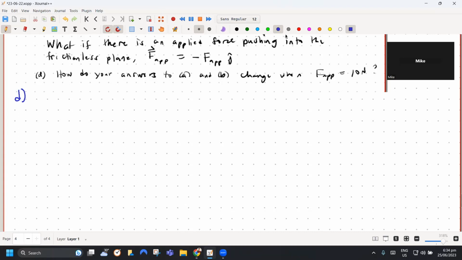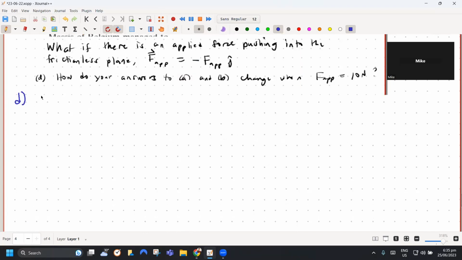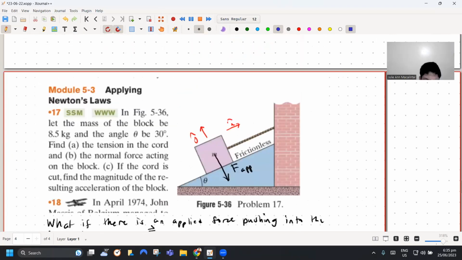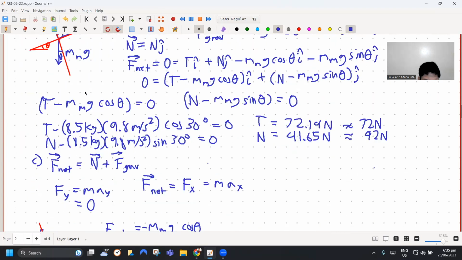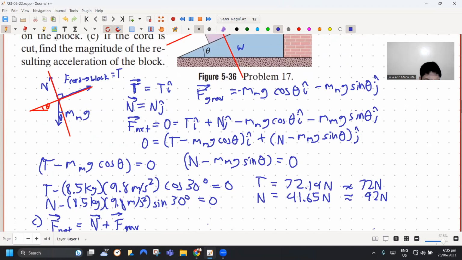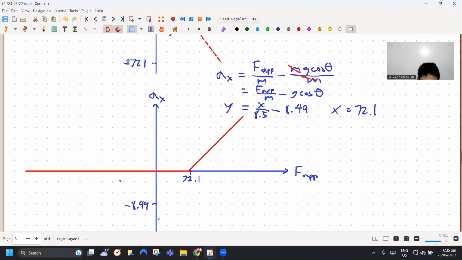Okay, and set up the free body diagram, and then assuming equilibrium, what can you say about the normal force and the tension? It's new free body diagram. I can discuss that.